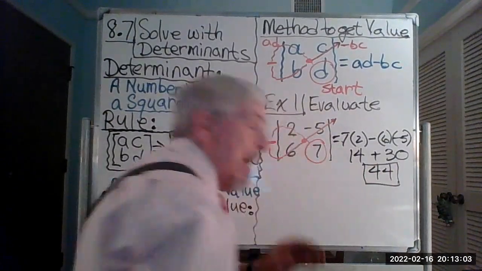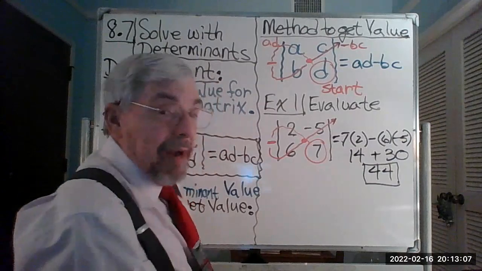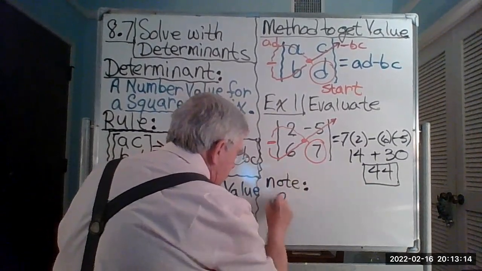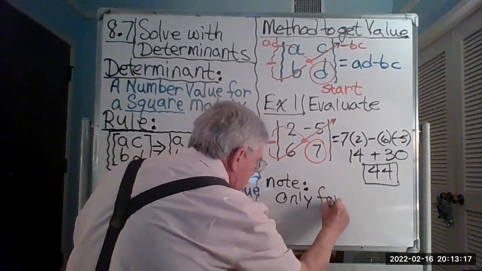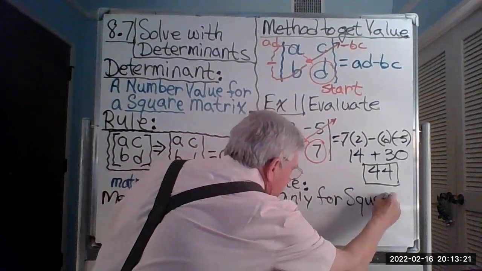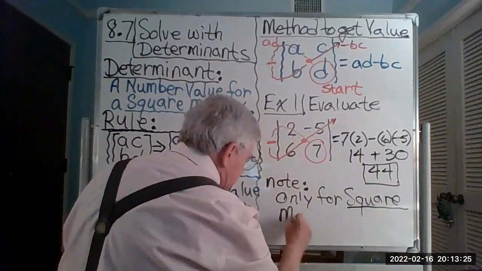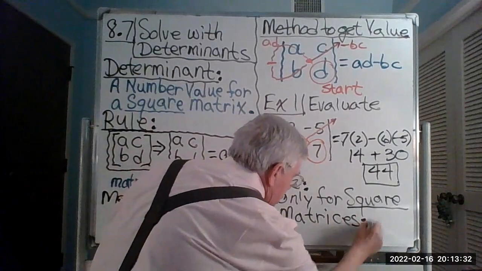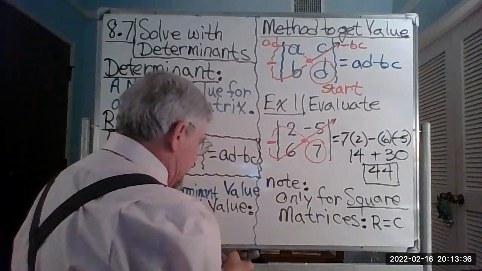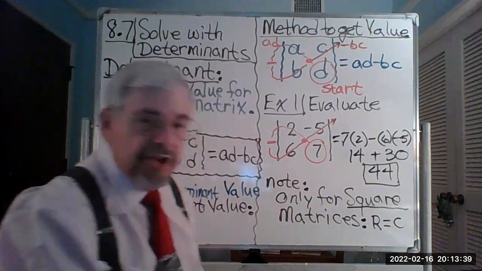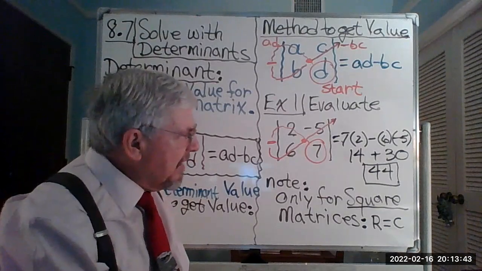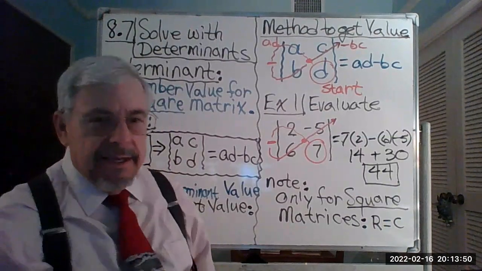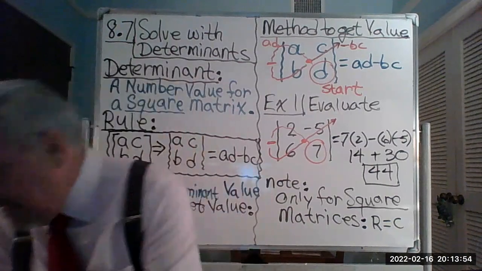So this only applies to square matrices, and it's a number value for that square matrix. Note: only for square matrices. Okay, so that means the rows equal columns. That makes a square matrix. Okay, so 2 by 2, 3 by 3, 4 by 4, etc. Once you get above 3 by 3, it's far too difficult to do by hand. The 3 by 3 is doable by hand, but it takes extra work and it's more time consuming.